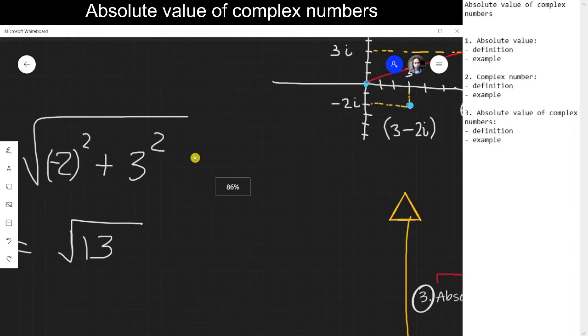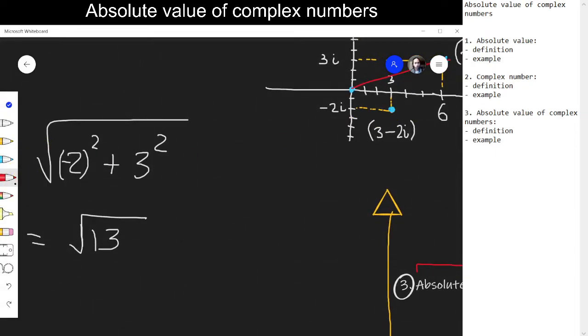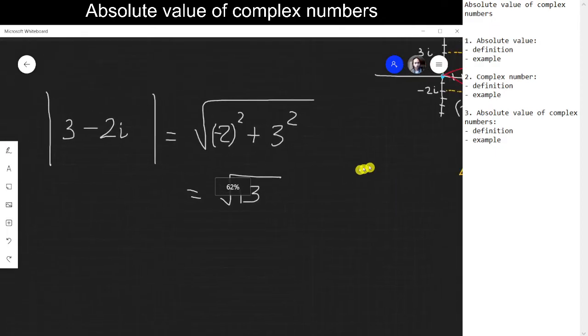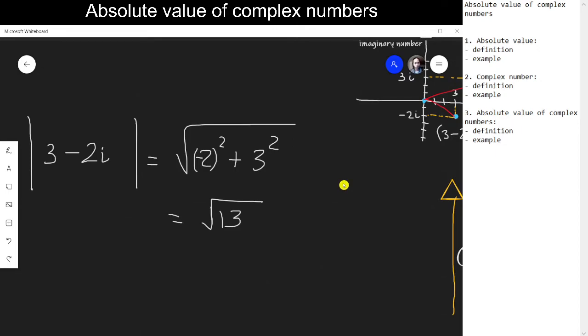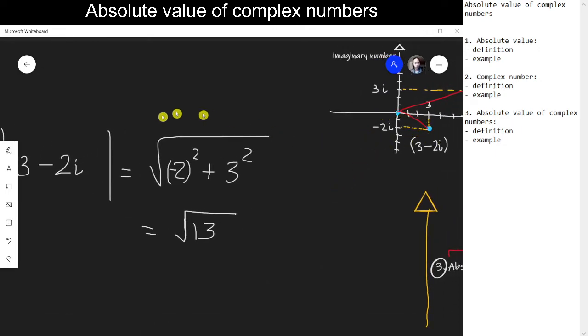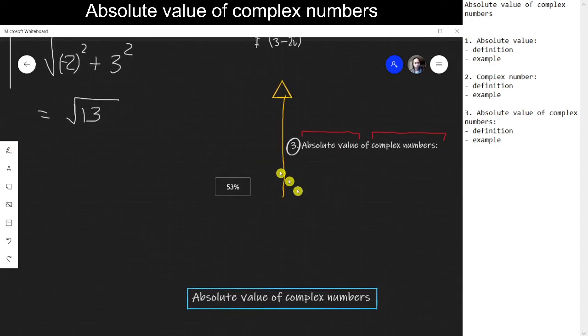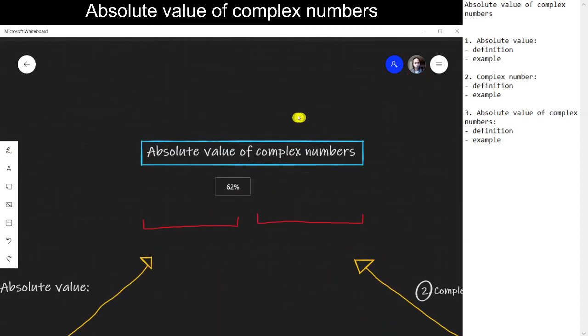Similarly, if you do it with this point over here, the distance from 0 to 3 minus 2i, the absolute value of 3 minus 2i is going to be equal to the distance, and that's going to be equal to the square root of negative 2 squared plus 3 squared, and that is going to be equal to the square root of 13. That is how we calculate the absolute value of complex numbers.